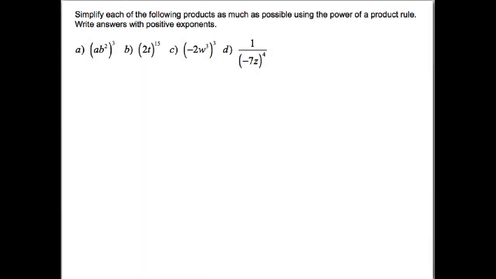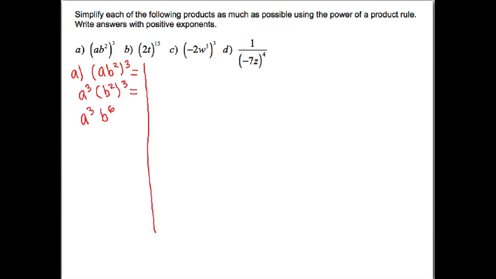Simplify each of the following products as much as possible using the power of a product rule. Write the answers with positive exponents. So we'll start with A, which is a times b squared, cubed. So I'll take each factor and raise it to the 3rd power. I'll take a and raise it to the 3rd power, and b squared and raise it to the 3rd power. And that leaves me with a cubed times b to the 2 times 3. And 2 times 3 is 6.